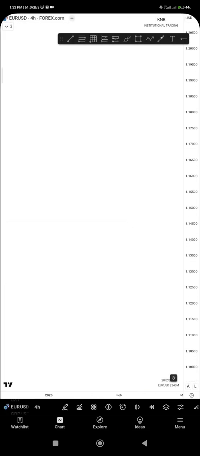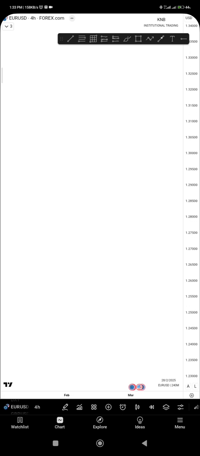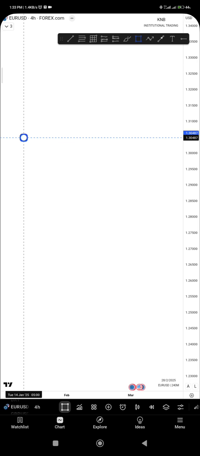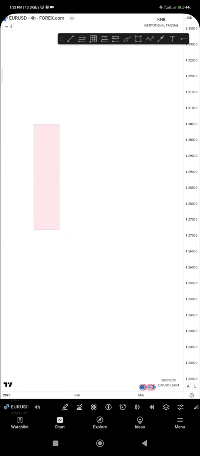So now let's get into the chart. Now what the double SMT is, is simply using SMT divergence. It is a model that you of course have to study.